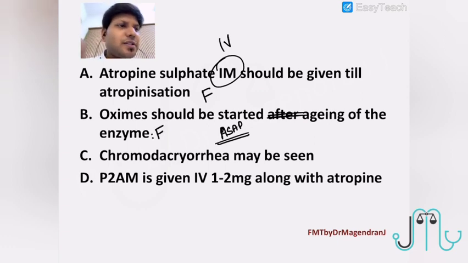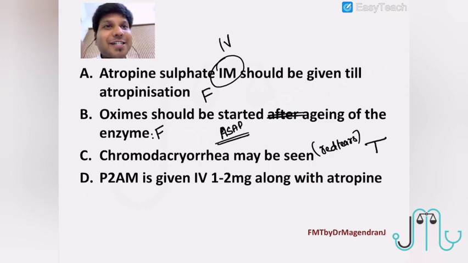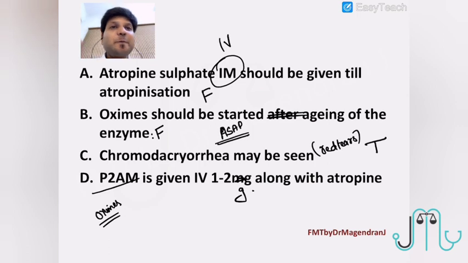Chromodacryorrhea may be seen. Yes, it is. You can see the red tears in this OPC poisoning. So this is a correct statement. PAM given IV 1 to 2 milligram along with atropine. We do give PAM, that is oxime, but it is not 1 to 2 milligram, it is 1 to 2 grams IV. So we need to read each and every word in the option. There might be so many distractors among the options. We need to read each and every word to pick that up. So for this question, option C would be the better option.